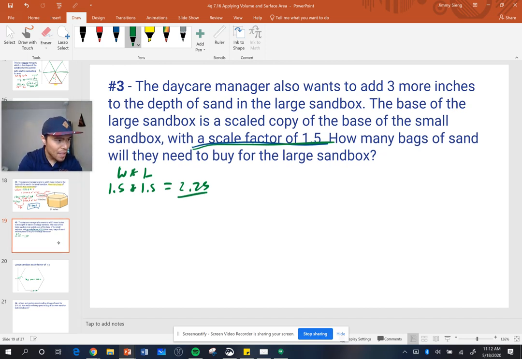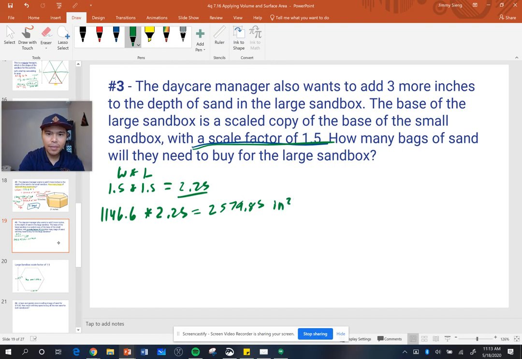Okay, so I take this base area of 1146.6. I'm going to times that by 2.25 because we got a bigger sandbox, right? We got to figure out the volume of that bigger sandbox. And that is going to be 1146.6 times 2.25. So now my new volume is going to be 2,579.85. So this is the large sandbox. Oops, this is in inches squared, but we can say this is for the large sandbox. Okay, so I want to add 3 more inches to it.